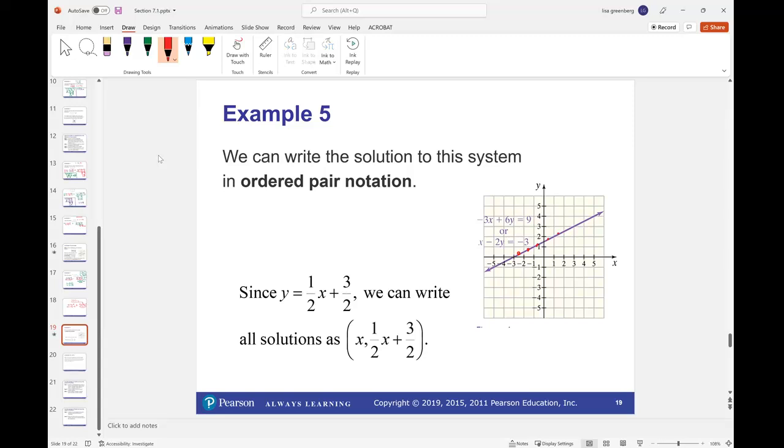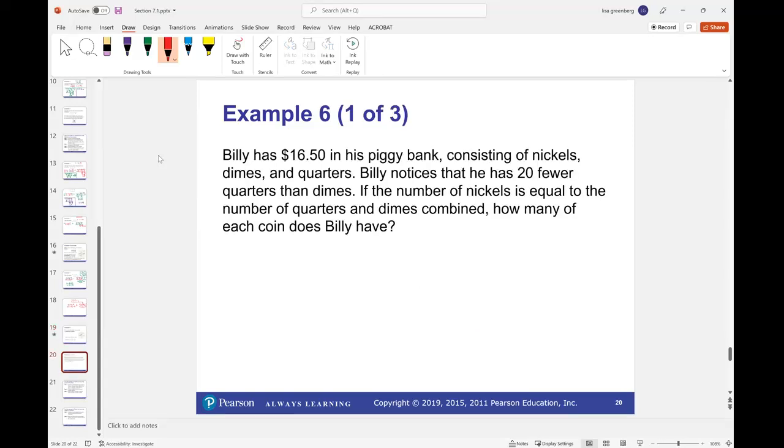Okay? So now what we want to do is start doing some examples. So Billy has $16.50 in his piggy bank. And in his piggy bank, he has nickels, dimes, and quarters.